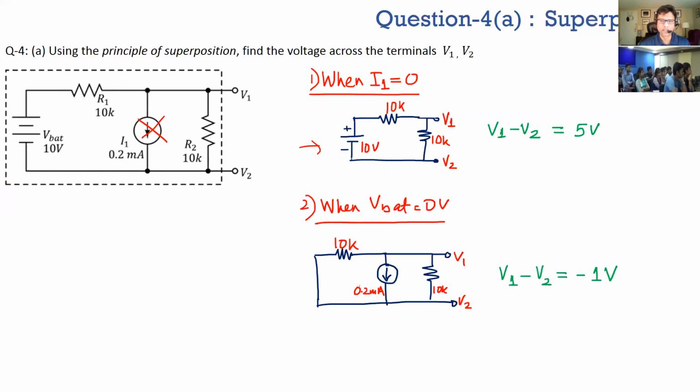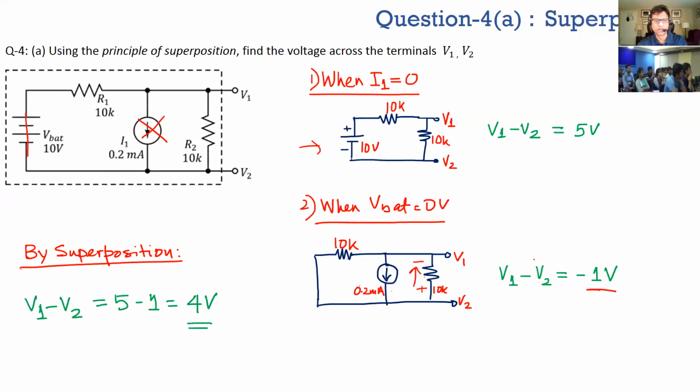Do the second part where you make the VBAT equal to 0. Again, when you make a voltage source 0, you short it, and you apply back the current source here. Again, it's 0.2 milliamps, and these two resistors are in parallel, which is 5K. So 0.2 times 5K should give you minus 1 volt because the current is flowing in this direction here, right? So basically now you add these two voltages, 5 minus 1, that's 4 volts, and that should be your V1 minus V2 because of both the independent sources.